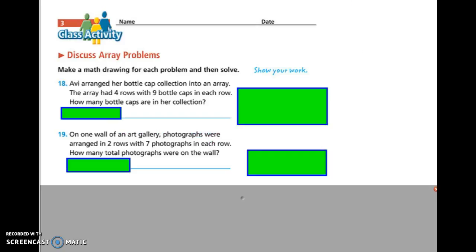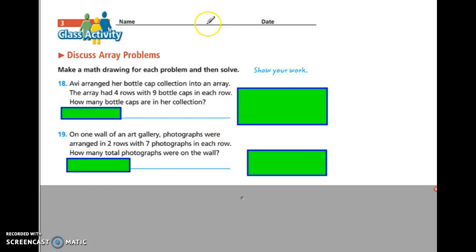Let's look at some examples. All right, it says, make a drawing for each of the problems and then solve. All right. Avi arranged her bottle cap collection into an array. The array had 4 rows and 9 bottle caps in each row. How many bottle caps are in her collection? So I want you to go ahead and draw your array, and then I want you to see if you can figure out what the multiplication problem would be and then solve it and figure out how many bottle caps she has in total.